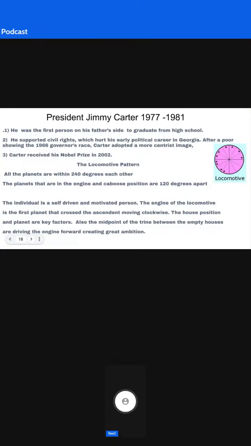The locomotive pattern. All the planets are within 240 degrees of each other. The planets that are in the engine and caboose position are 120 degrees apart. The individual is a self-driven and motivated person. The engine of a locomotive is the first planet that crosses the ascendant, moving clockwise. The house position and planet are key factors. Also, the midpoint of the trine between the empty houses is driving the engine forward, creating great ambition. The locomotive.